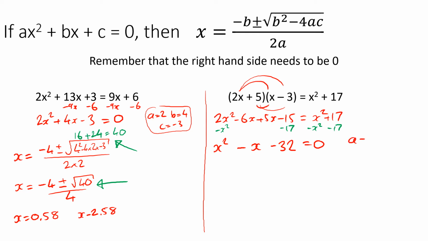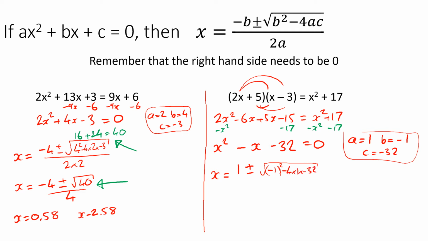So we can go into the formula. We can use a is 1, we can use b is minus 1, and remember that sign makes a big difference, and c is minus 32. So plug them into the formula, minus b, so remember, because b is minus 1, minus b is positive, so that's 1, plus or minus the square root of. Now remember, we're squaring a negative, so it's going to be positive, or if you want to put it in your calculator, you need to put a bracket around the minus sign for your calculator to recognize that. Minus 4 times 1 times minus 32, all over 2 times 1.